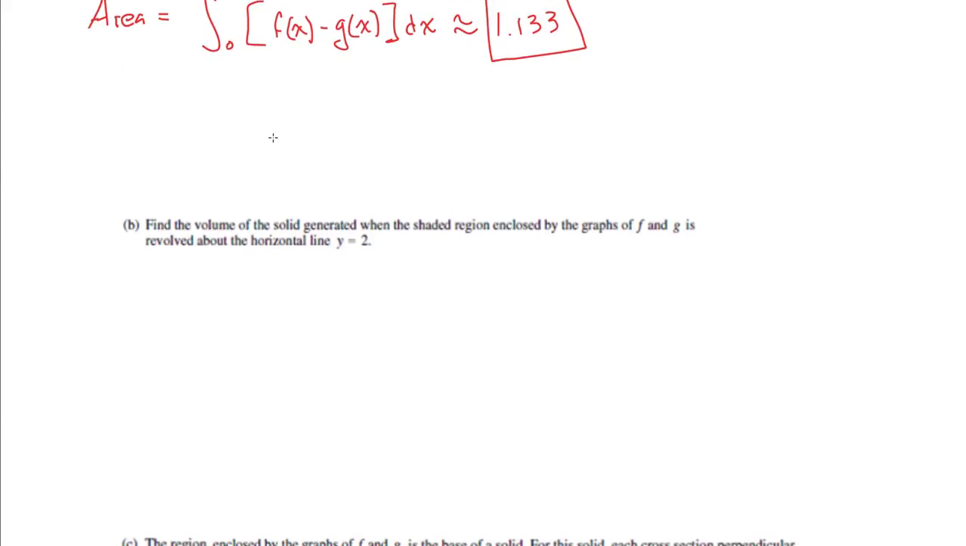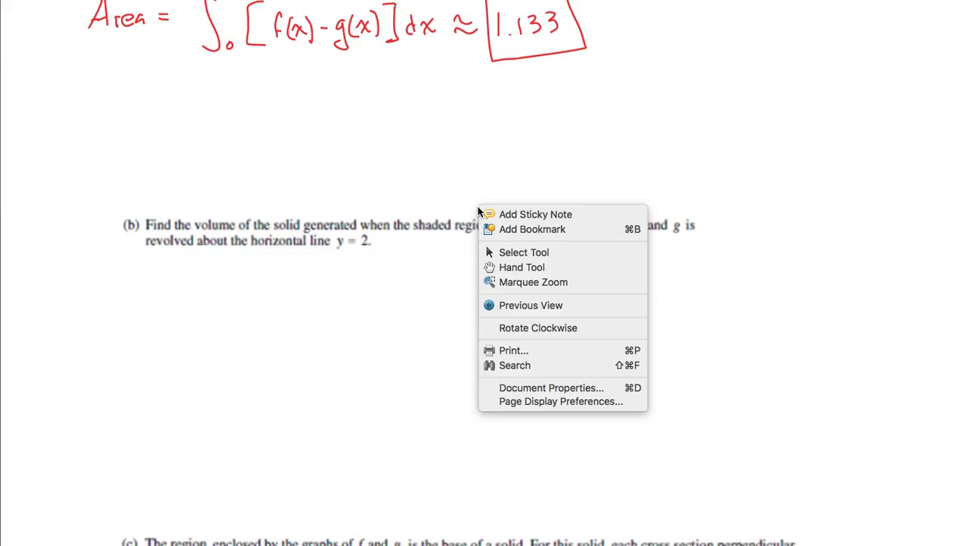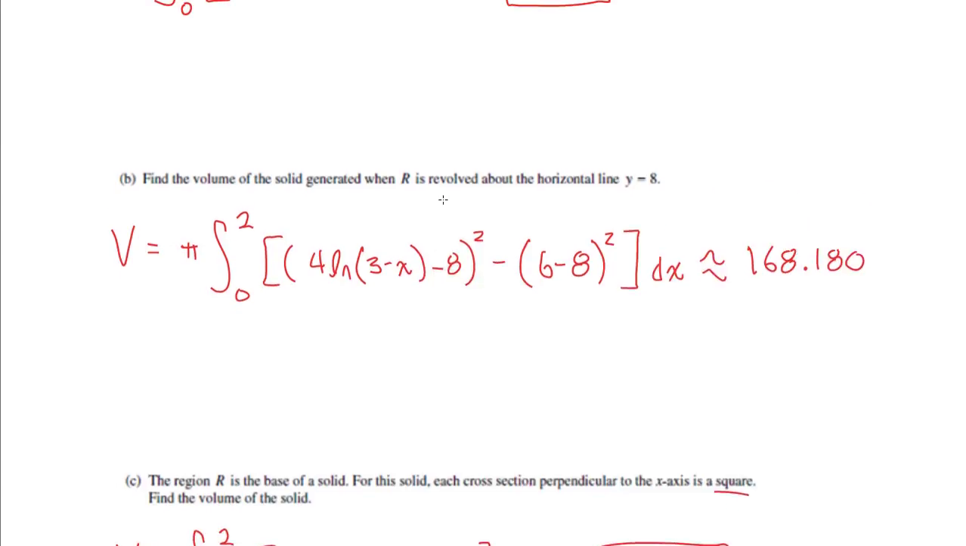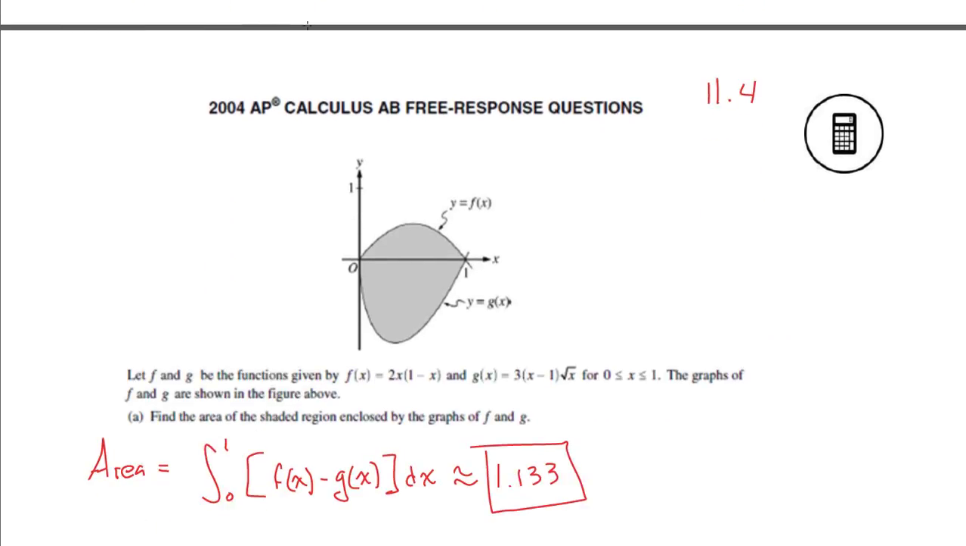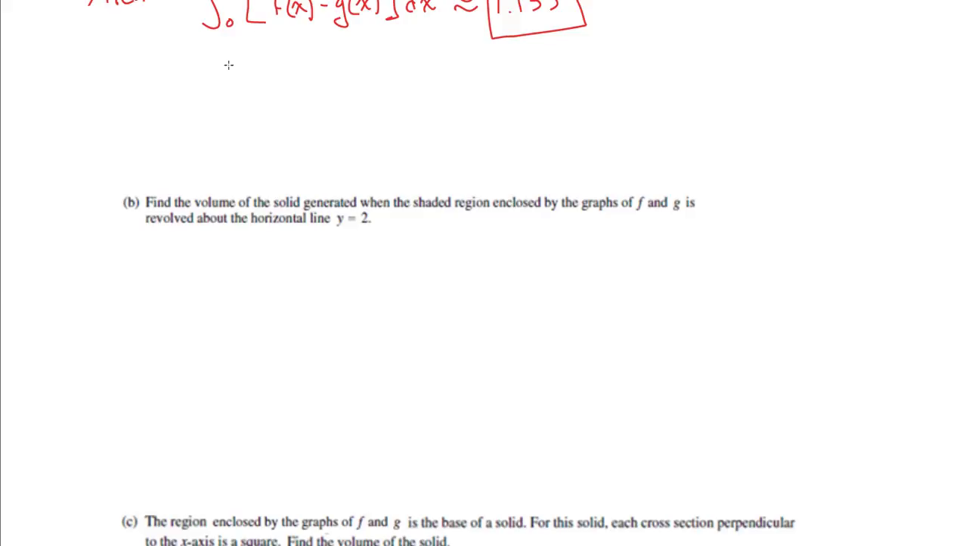Let's move on to part B. All right, so we're rotating around the line y equals 2. Y equals 2 is going to be somewhere up there, I guess. So the outside function is g of x, so that's going to be the one that we're going to do first.